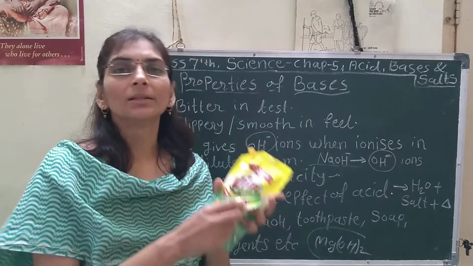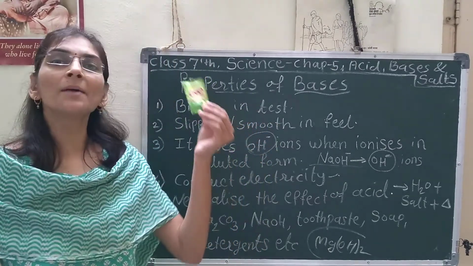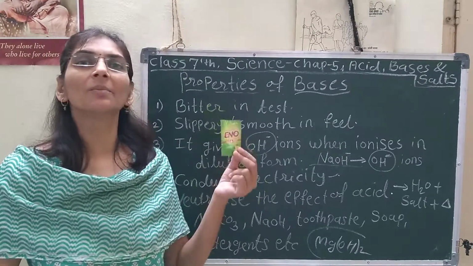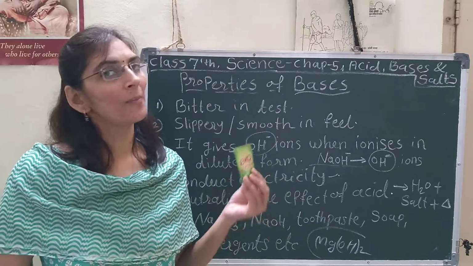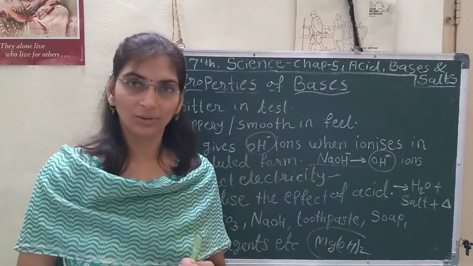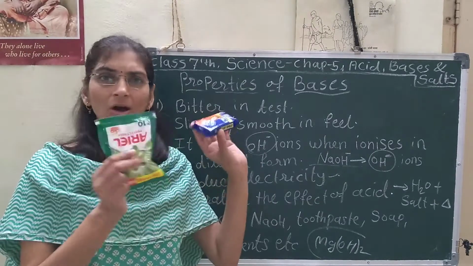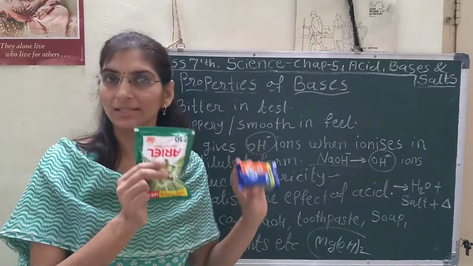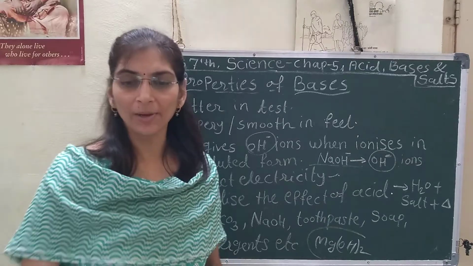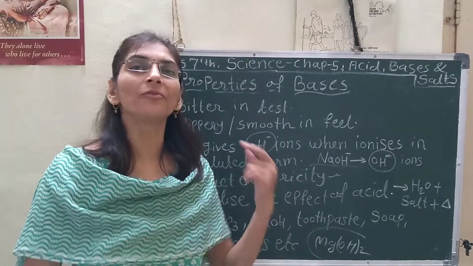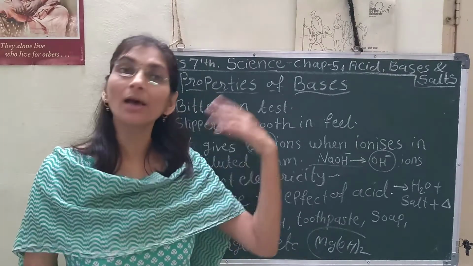Similarly, another example is ENO. In ENO, sodium bicarbonate is present, and that is one of the bases that we use to neutralize the effect of extra acid in our stomach. The next examples are detergent and detergent powder. All these are examples of bases. The toothpaste is also an example of bases, and why we use it for cleaning our teeth we will discuss in a further topic.